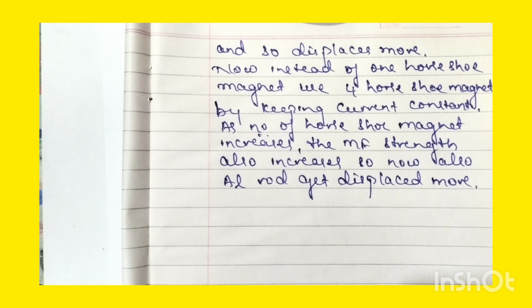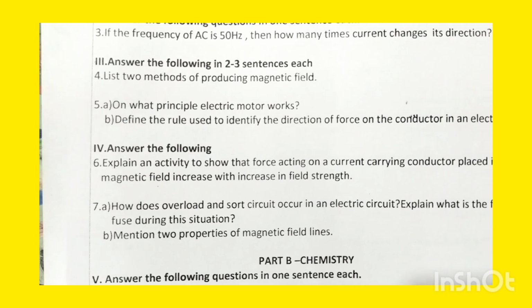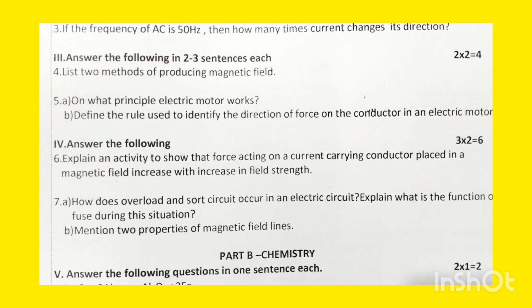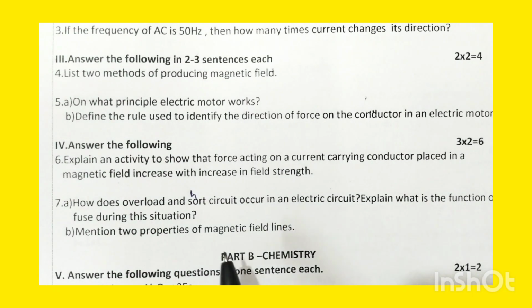So now let us move to the next question, that is question number 7. The question is, how does overload and short circuit occur in an electric circuit? Explain what is the function of fuse during this situation. And the second question is, mention 2 properties of magnetic field lines. So let us explain this one now.